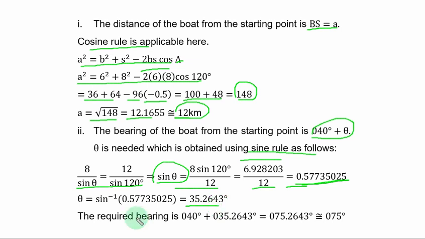To get theta, you need to take the inverse of sine of this value, and that gives 35.2643 degrees. The required bearing is 040 degrees plus 35.2643 degrees. If you add, you get this result. To the nearest degree, you have 075 degrees. In bearing calculations, we always use 3-digit bearing. Hence, the addition of the 0 before 75 and other angles that are affected.